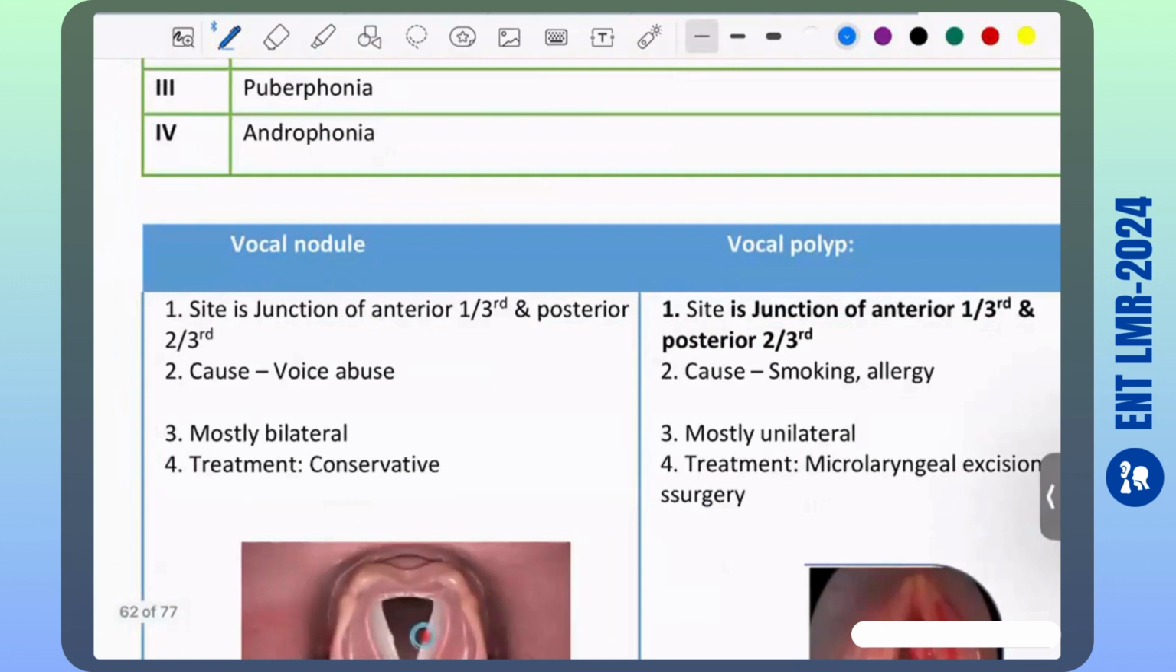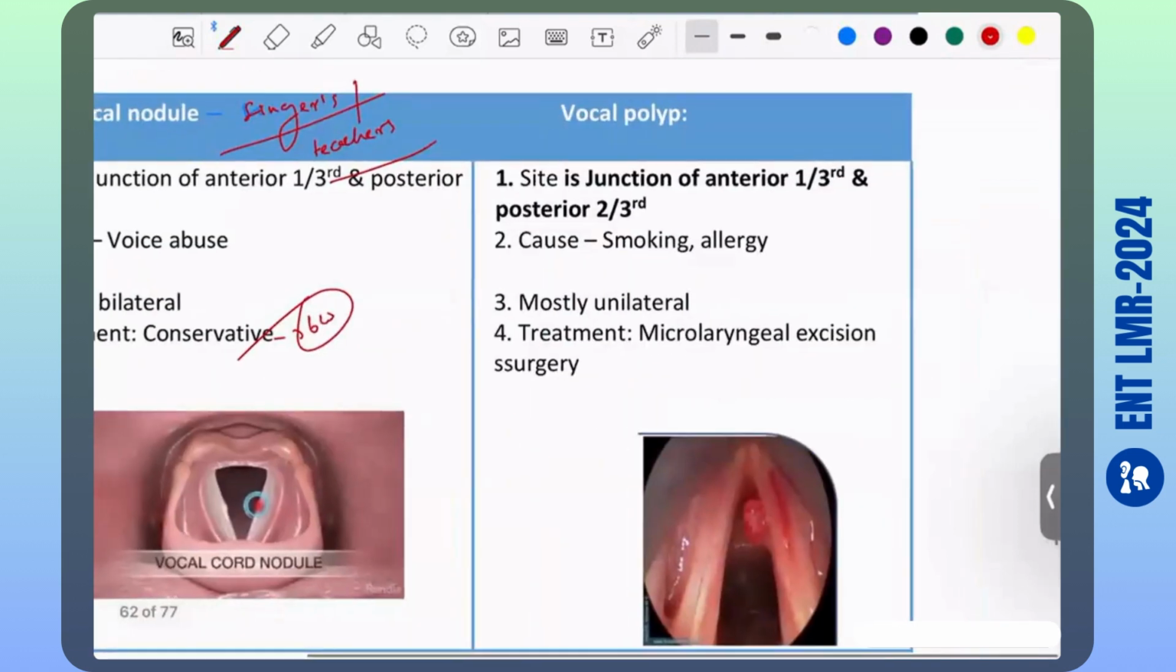Some benign diseases of the vocal cord could be vocal nodule or vocal polyp. Vocal nodule is at the junction of the anterior 1/3 and posterior 2/3, caused by voice abuse. The vocal nodule is otherwise called singer's nodule or teacher's nodule. The singers and teachers who shout like anything will get this nodule. Okay, so please don't abuse your voice. If you abuse the voice, you may get vocal nodule. It is mostly bilateral. Treatment is conservative. You give voice rest for 6 weeks.